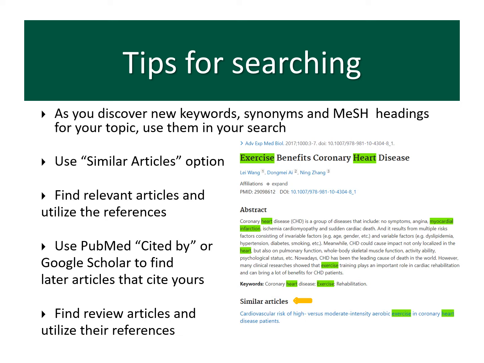Review articles are not original research, but they do cite original research. So if you find a review article that's right on point for your topic, often you can use their references to find original studies that might be appropriate for citing in your paper.